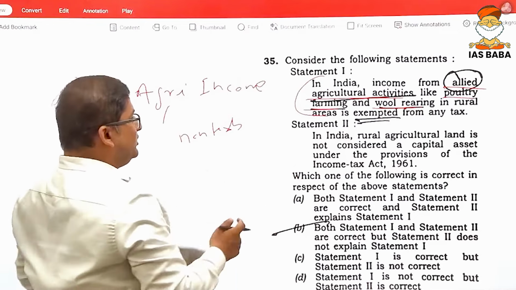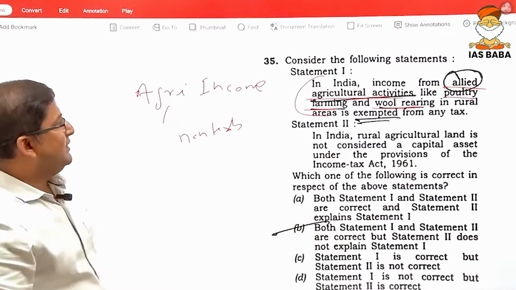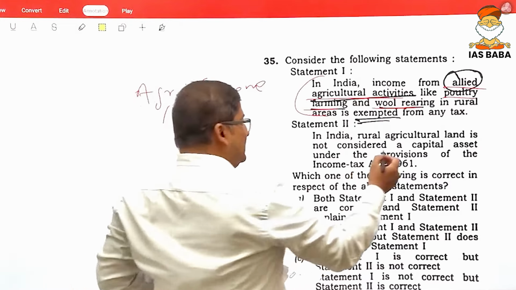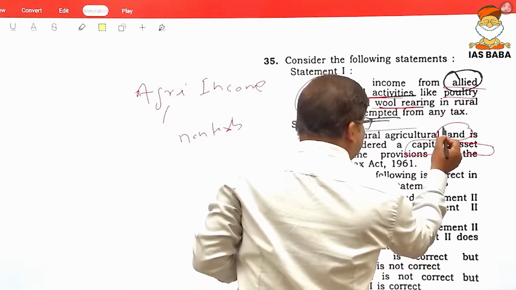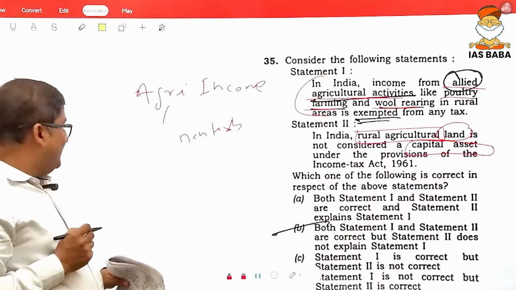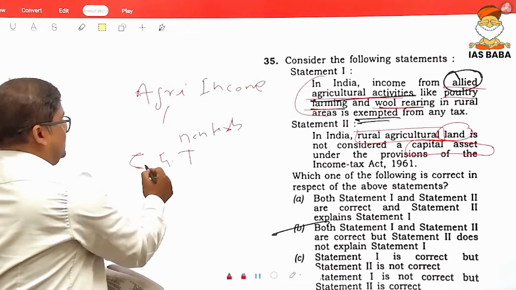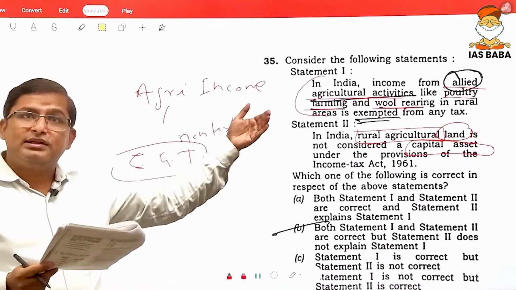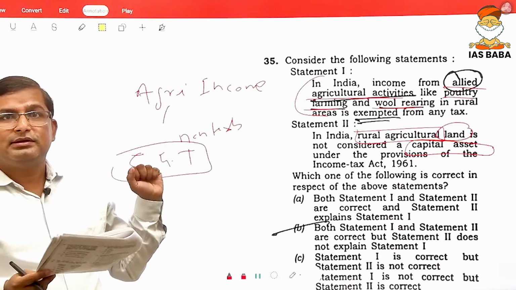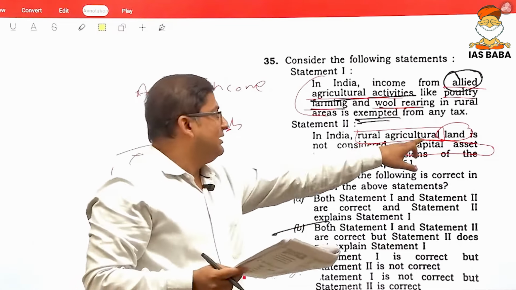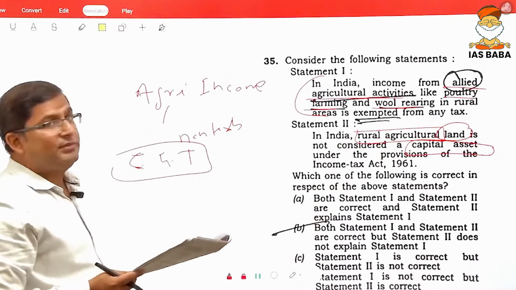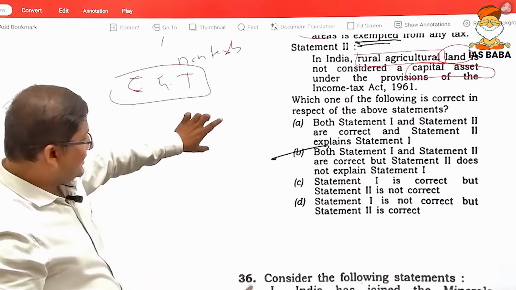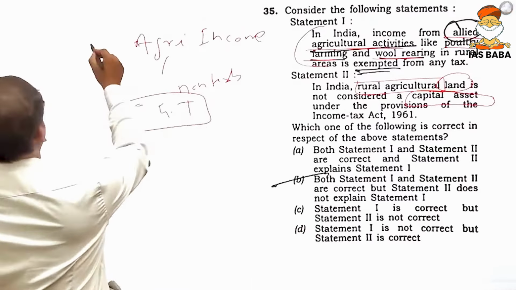Now come to statement 2. Rural agricultural land is not considered a capital asset under the provisions of the Income Tax Act 1961. This statement is true. In India, agricultural land is not considered a capital asset. I have taught this in the capital gains tax class also. Non-agricultural land is considered a capital asset, so selling and purchasing of non-agricultural land is liable under capital gains tax. So the second statement is correct: in India, rural agricultural land is not considered a capital asset under the provisions of the Income Tax Act 1961. So statement 1 is not correct and statement 2 is correct. So the answer would be D. D would be the final answer.